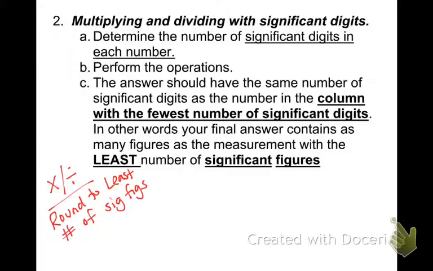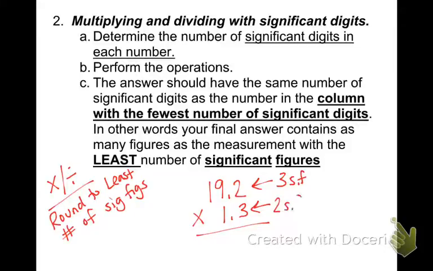So here's our example. We've got, say, 19.2 times 1.3. 19.2 contains 3 significant figures. If you forgot how to count significant figures, take a look at the last video. 1.3 contains 2 significant figures, so our final answer must contain 2 significant figures. We plug this in, we get 24.96. So rounding appropriately, 24. So this is going to be our last digit that is significant. Looking behind it, we have to round to 25.